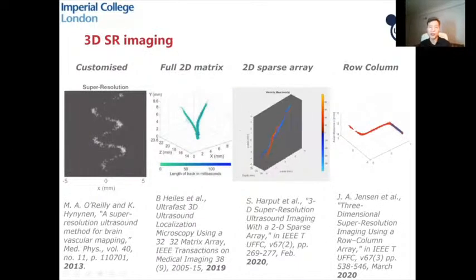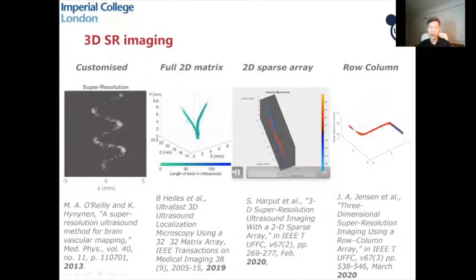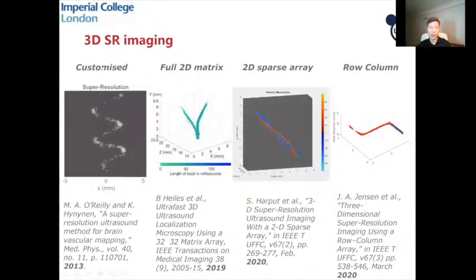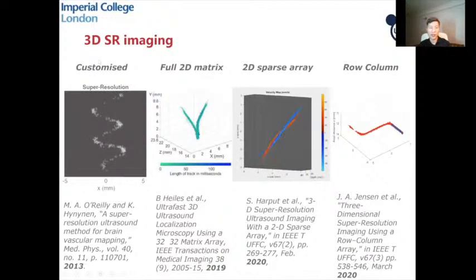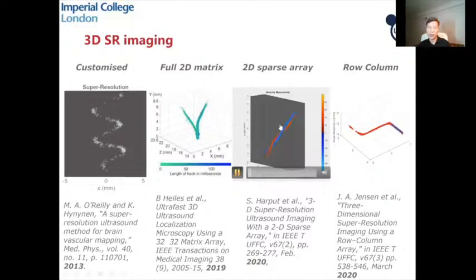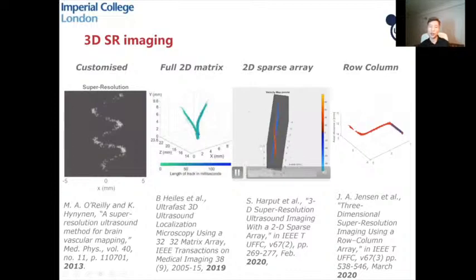So these are different studies on 3D super resolution imaging using different types of customized probes. This is a kind of helmet-like probe, this is a full 2D matrix array, this is a sparse array, and this is a row column array. You can see, for example, in this case, two twisted microtubes, 200 microns each, can be spatially resolved by this 2D sparse array.